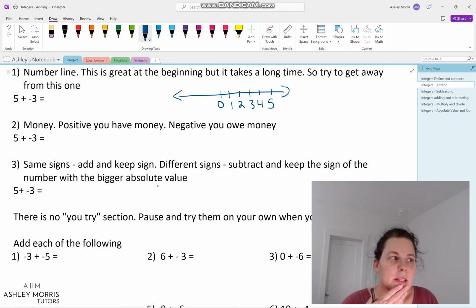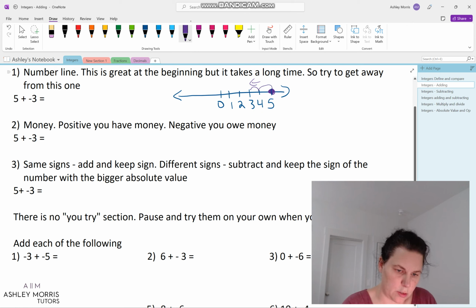So with pluses, we go right. With negatives or minuses, we're going to go left. So 5 plus negative 3. We're going to start at 5. Plus would tell us to go right, but a negative is going to switch that. So now we're going to go left. 1, 2, 3. We went left 3. And 1, 2, 3. So we ended up at 2.